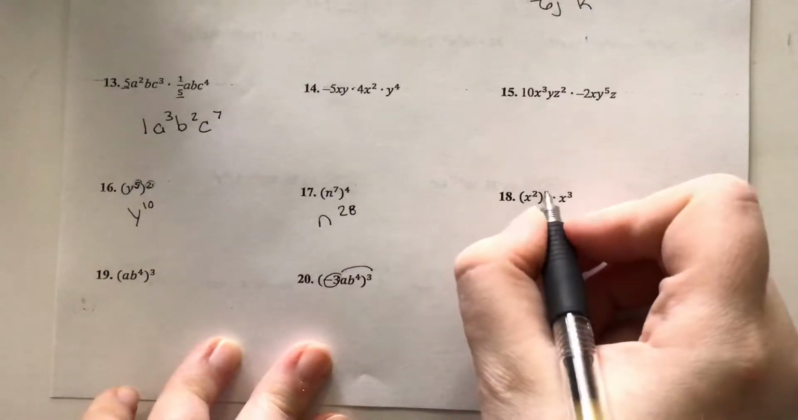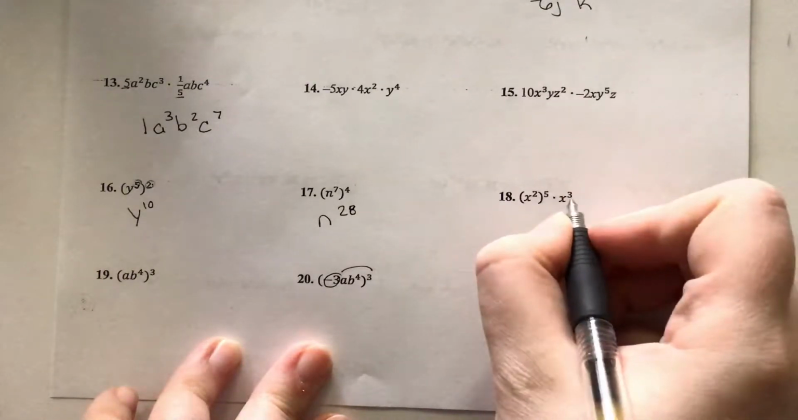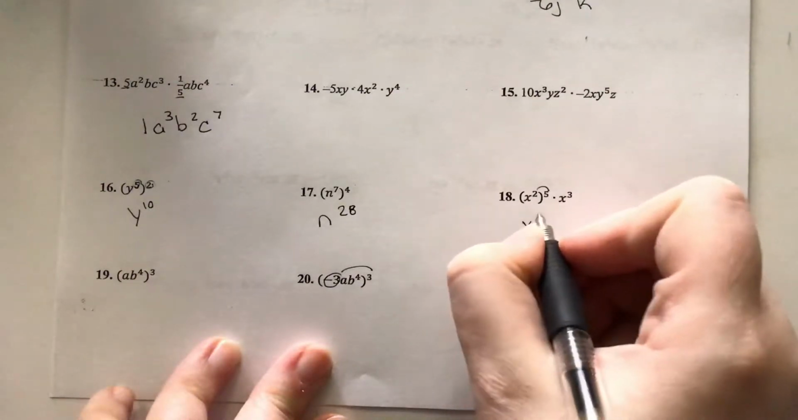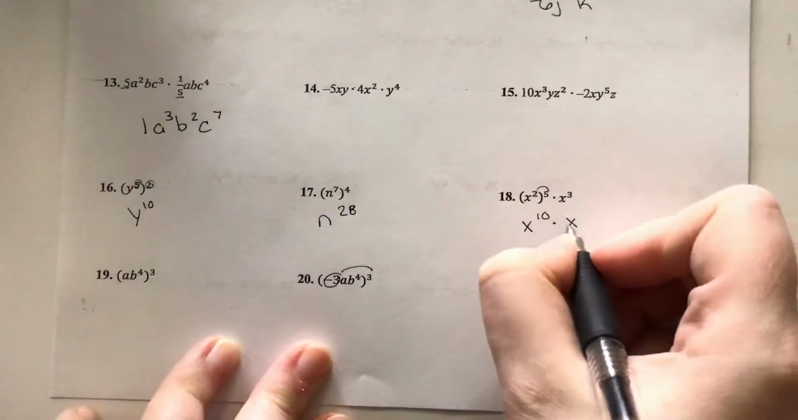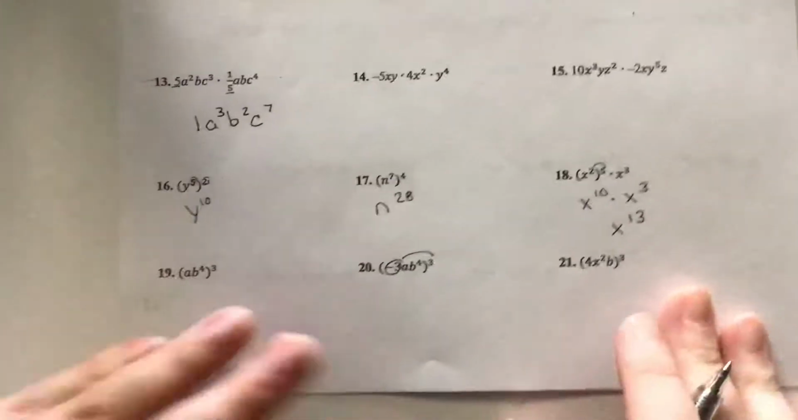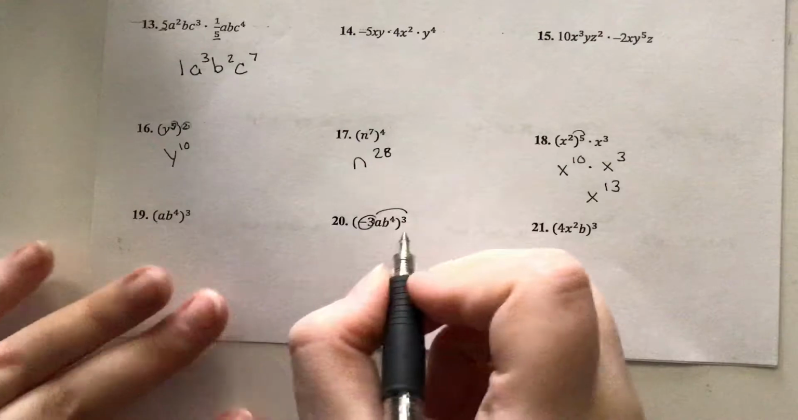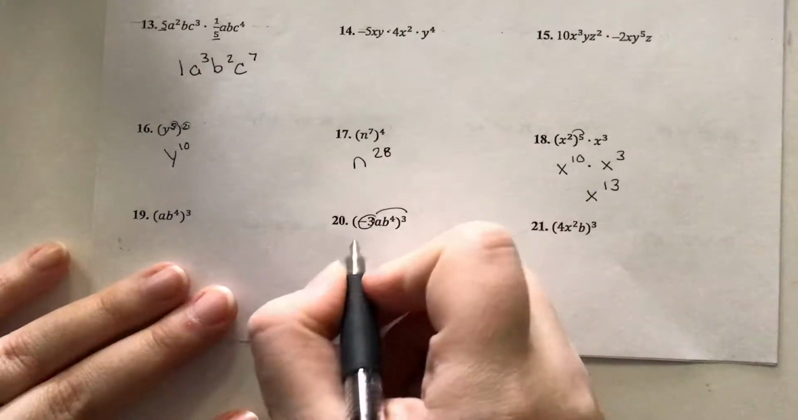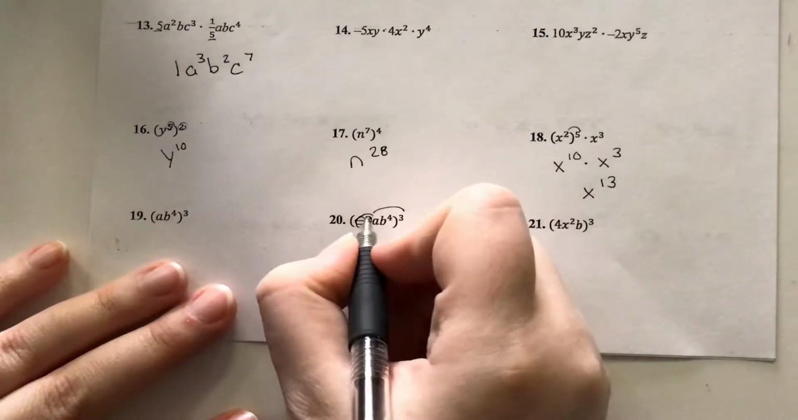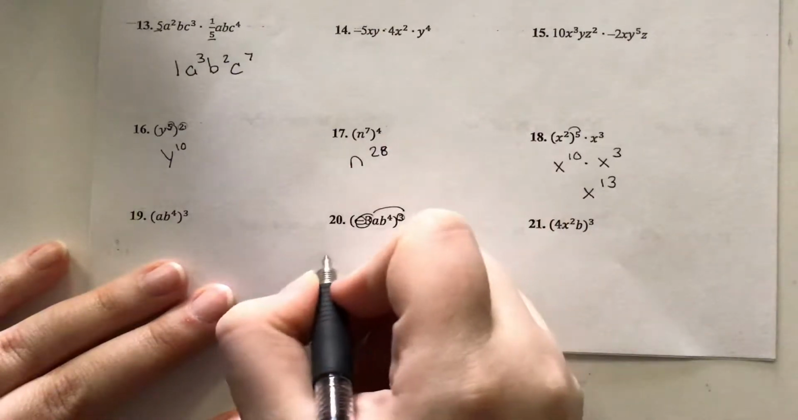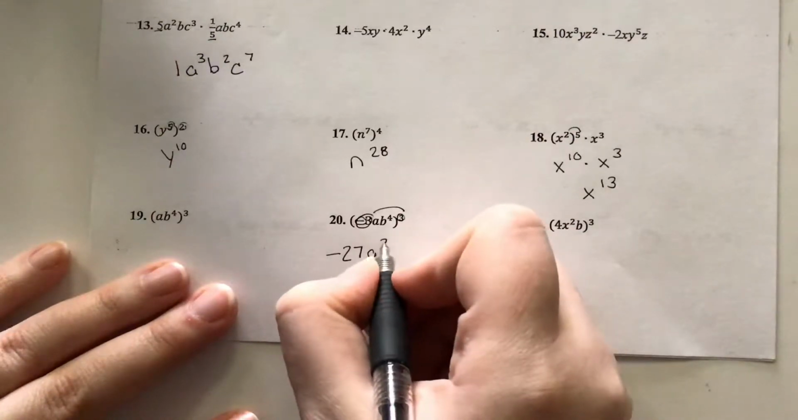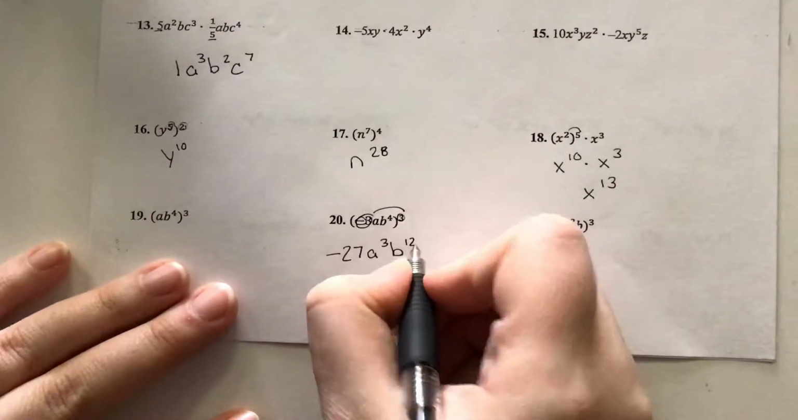For number 18, you have the power property and then product. So again, 5 groups of 2, so this is x to the 10th times x cubed. Now you will add them and make 13. Okay, let's actually do number 20. -3 cubed, 3 times 3 times 3 is 27. This is a -3 and the exponent is odd, so your answer stays negative. Then a cubed, b to the 12th power.